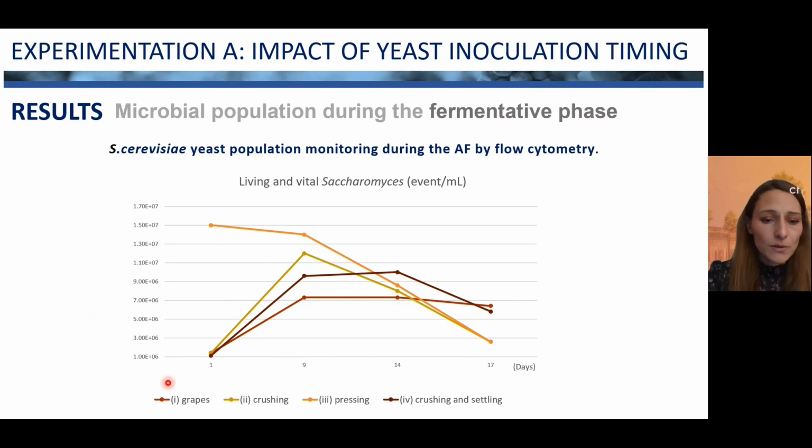What you observe, first of all, is pretty traditional curves for alcoholic fermentation: an exponential phase, a stationary phase, and a declining phase. And something else we can see is that the scenario pressing also shows a very high population early on in fermentation.